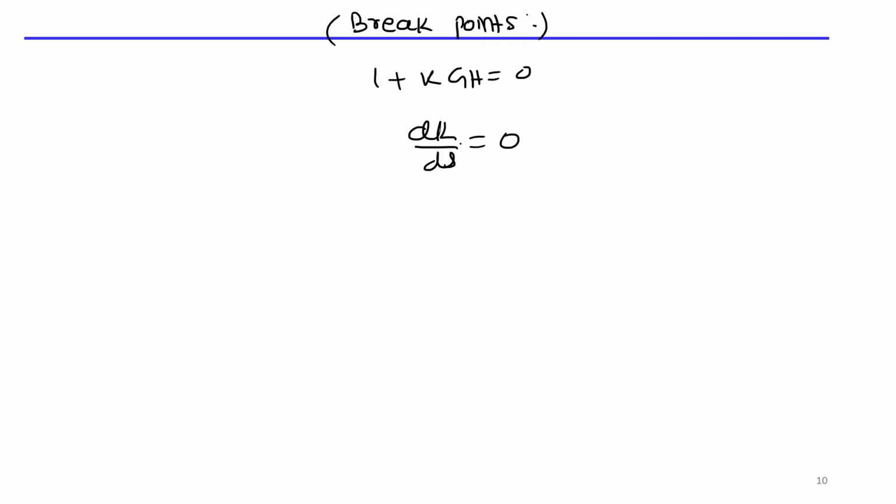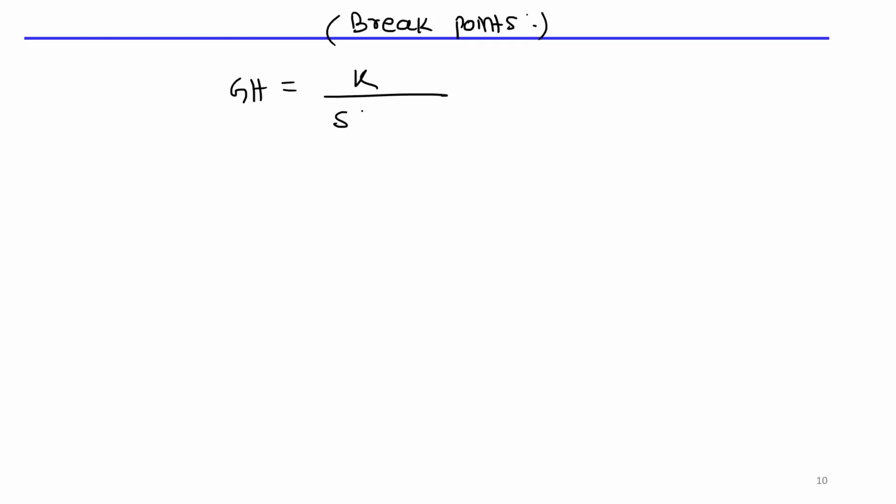So don't find the characteristic equation. Let me give an example. G(s) equal to K divided by s into s plus 2. So find out the breakpoints. You can quickly tell me, just in 1 minute, the answers, okay?